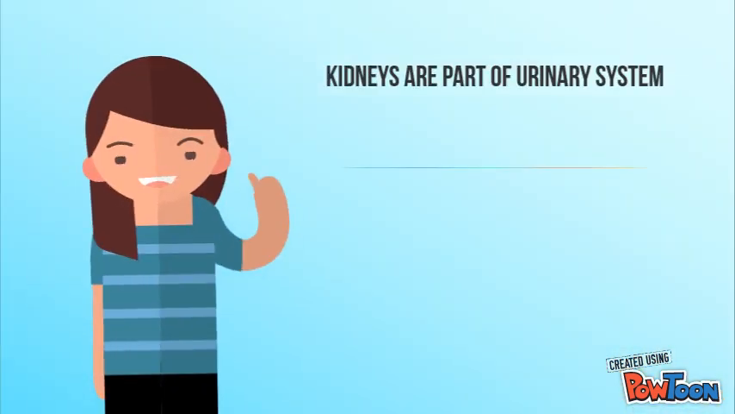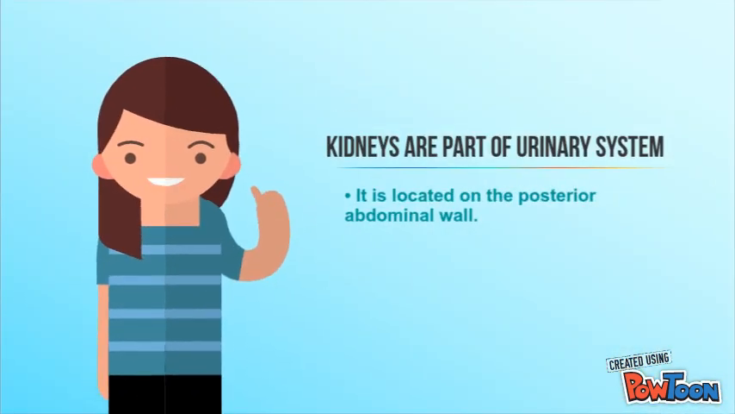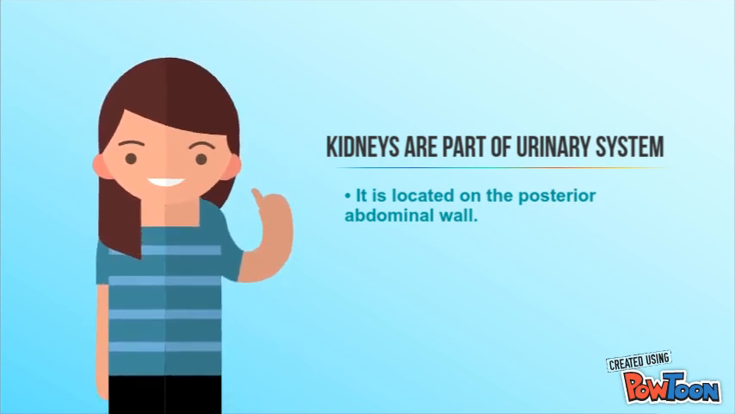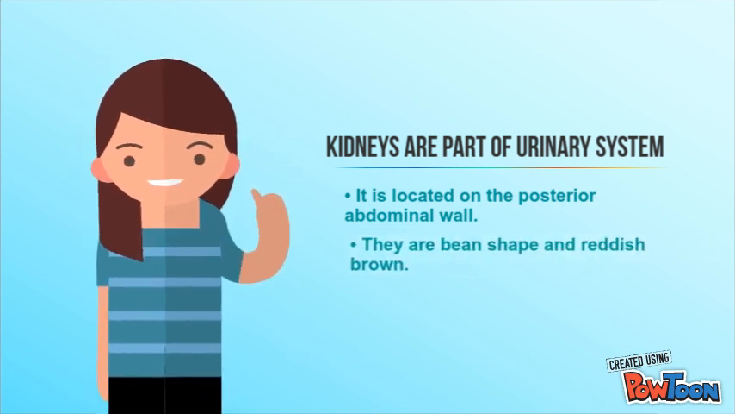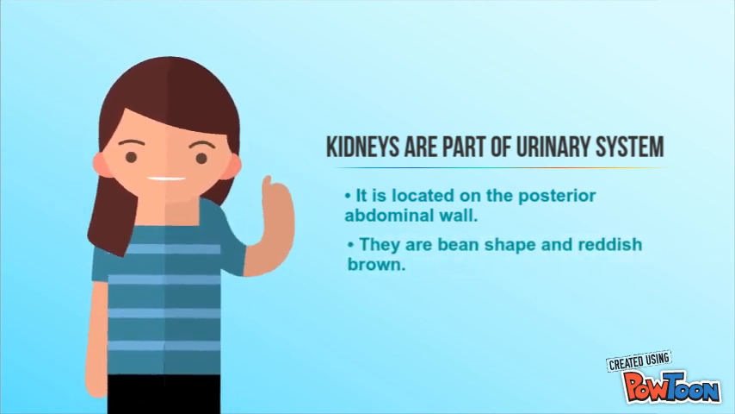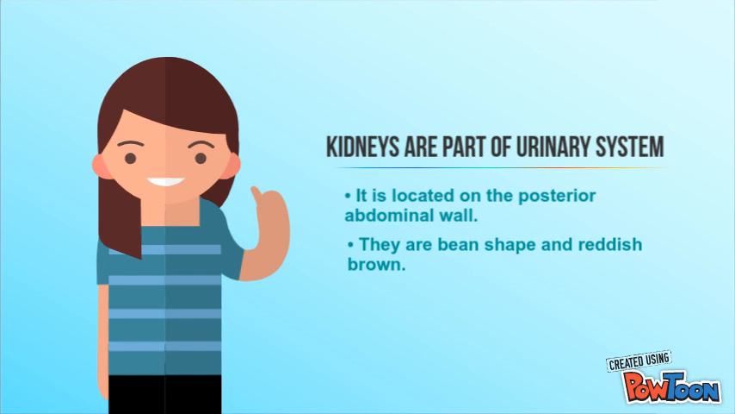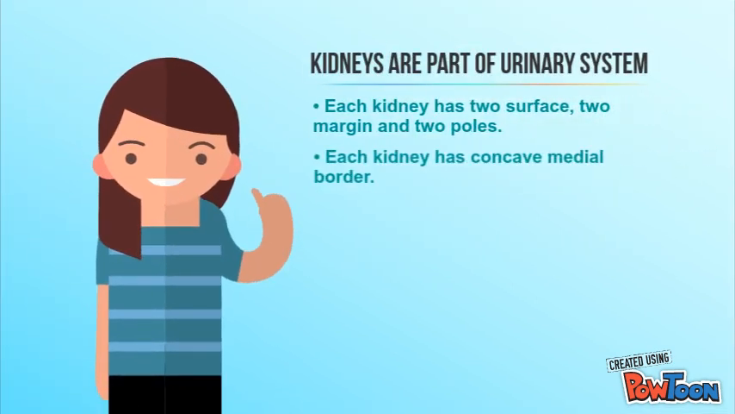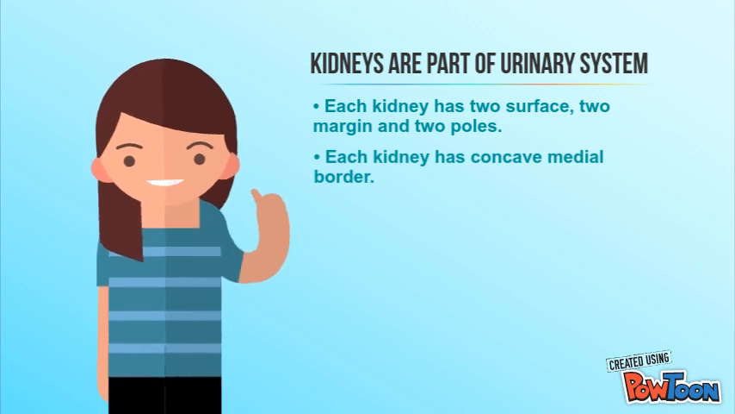The kidneys are part of the urinary system. They are located on the posterior abdominal wall, one on each side of the body. They are bean-shaped and reddish-brown. Each kidney has two surfaces, two margins, and two poles. Each kidney has a concave medial border.